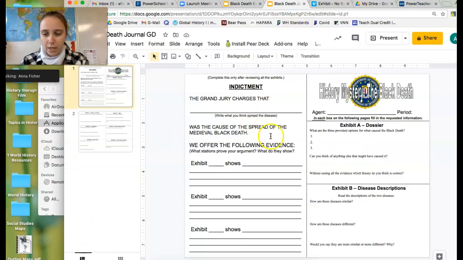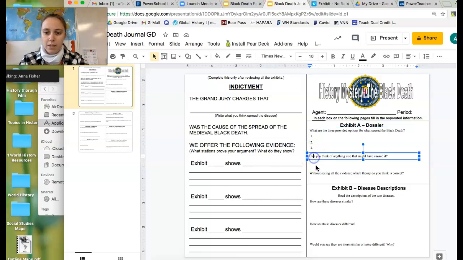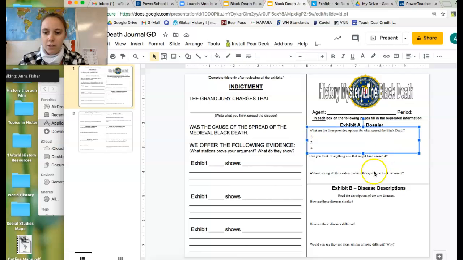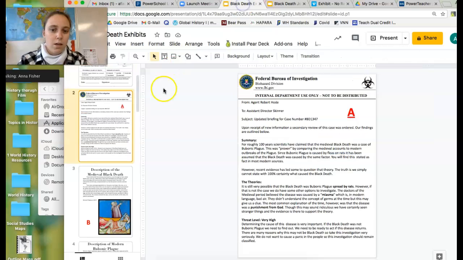So, Exhibit A, what are the 3 provided options for what caused the Black Death? I've already said them. Can you think of anything else that might have caused it? Without seeing all the evidence, which theory do you think is correct? So you are able to type in these boxes to give your answers to these questions, and they can be found right here.